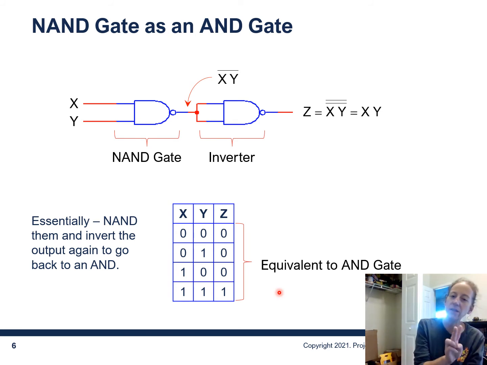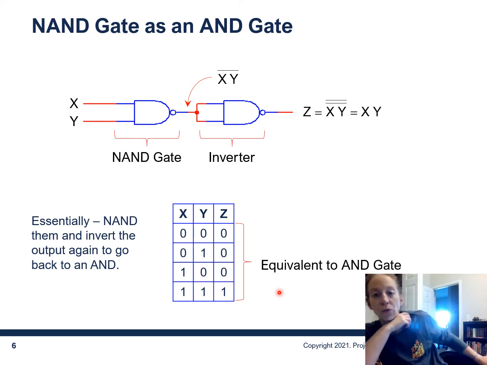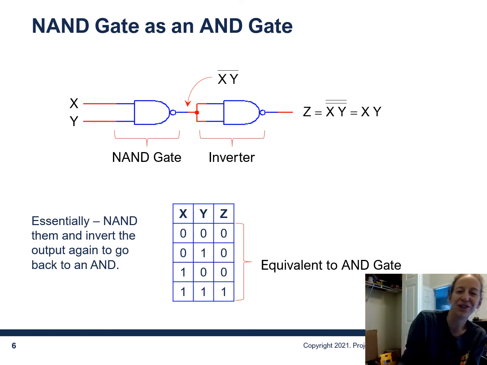Probably wondering, this doesn't seem like it's more efficient because I'm using two gates instead of using one. And that is true. So we will address that. Like, why is this? Why do people want to do this?